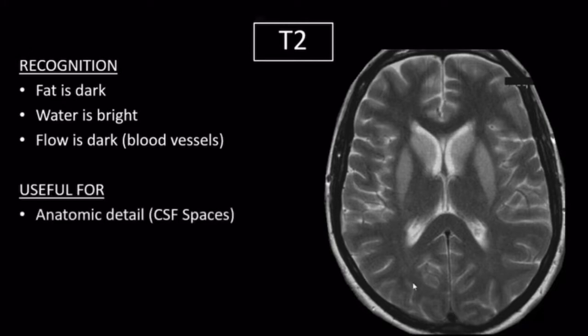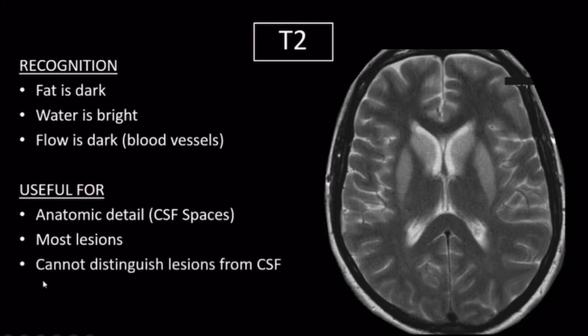What is the sequence useful for? Again, anatomic details. I think T2 is probably a little bit better than T1, especially for our CSF spaces here. It's useful at picking up most lesions in general. One area where it can trip up a little bit is when you have lesions or edema really close to CSF spaces, because they'll both be bright.